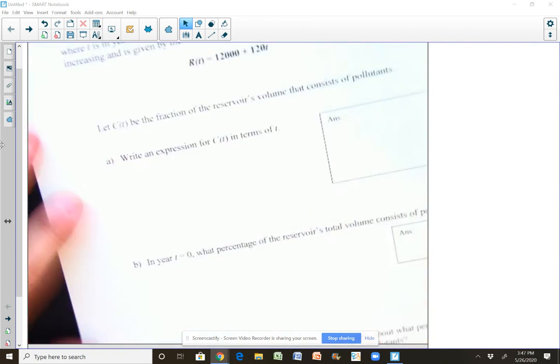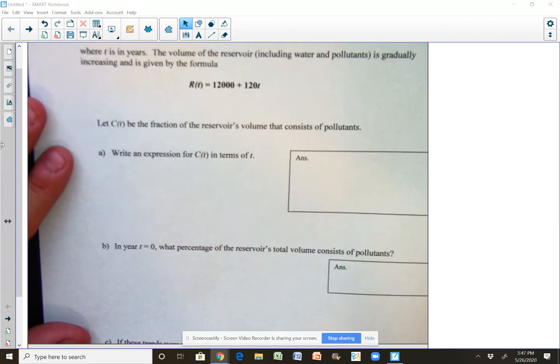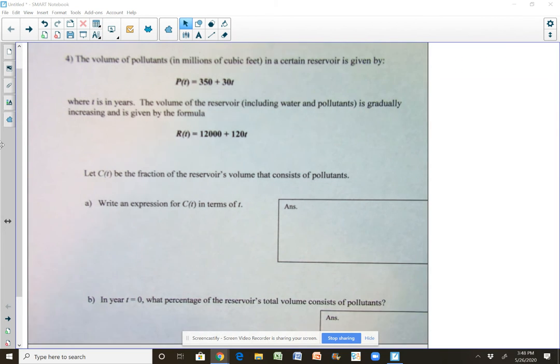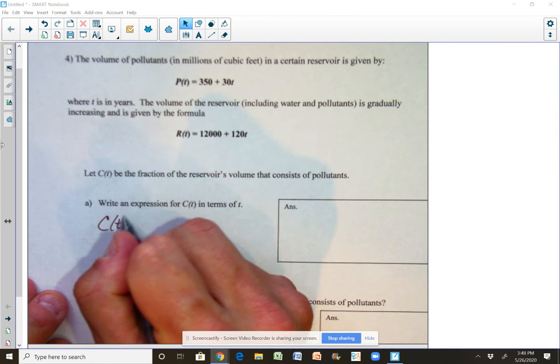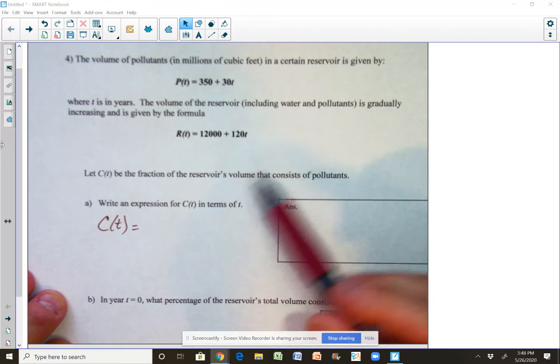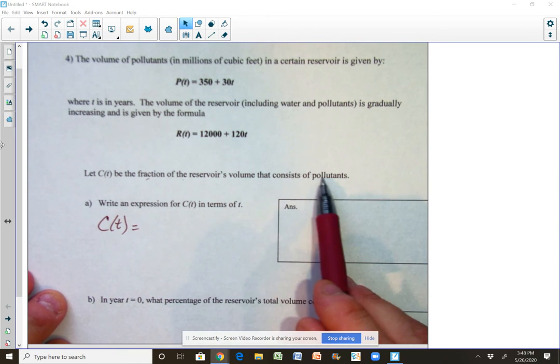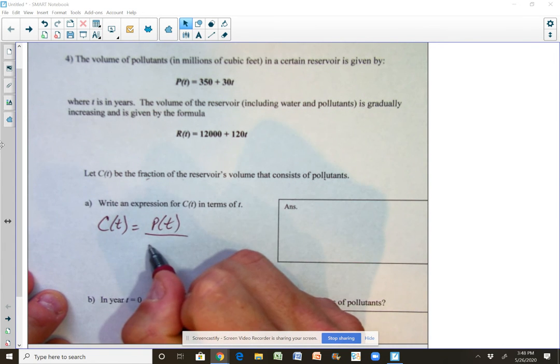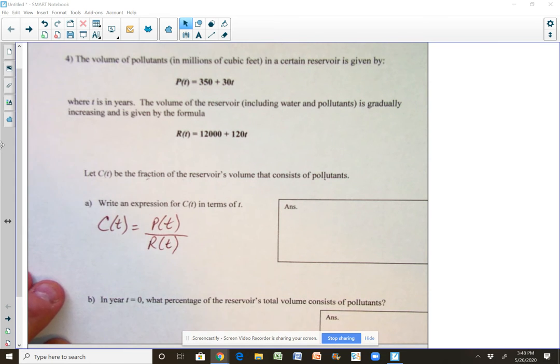Here's like a little bit of a word problem for this. So let's back out here. And so it gives us this function for the volume of pollutants in an entire reservoir. And this question is asking about what is the total amount of pollution that you can express as a function of time based on this reservoir value. So C of t would be equal to the fraction of the reservoir's volume that consists of pollutants, so that's P of t, over the entire reservoir volume. So it's going to look something like that.